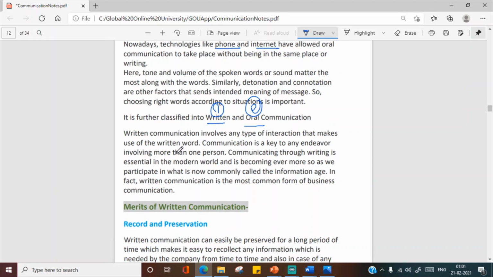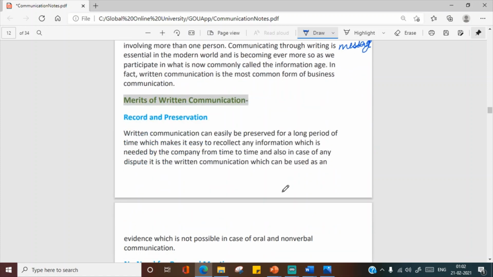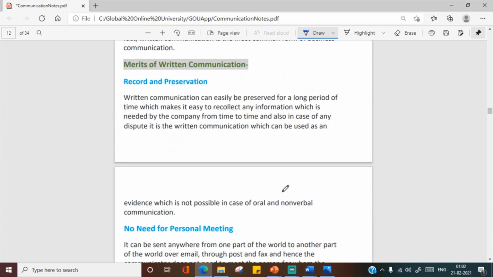Written involves any type of interaction that makes use of written words. Communication is a key to an endeavor involving more than one person. For example, when you are writing a letter or a message on WhatsApp, this is an example of written communication. Merits of written communication is record and preservation.